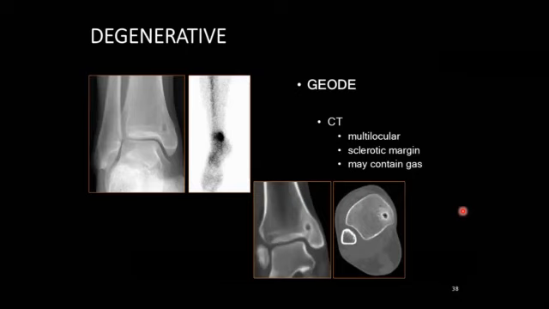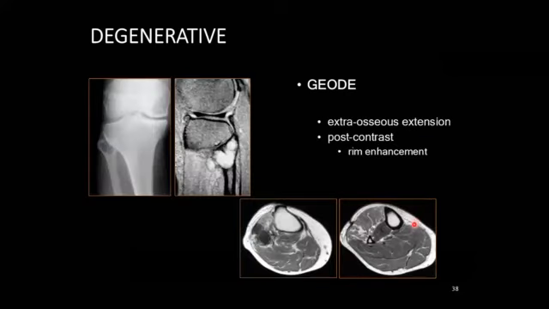Also on the CT scan, you can see these lesions can be multifocal. They have sclerotic margin, and look for the connection with the joint space. Some of them may contain gas. So if you see a gas bubble inside, it helps you in the diagnosis.